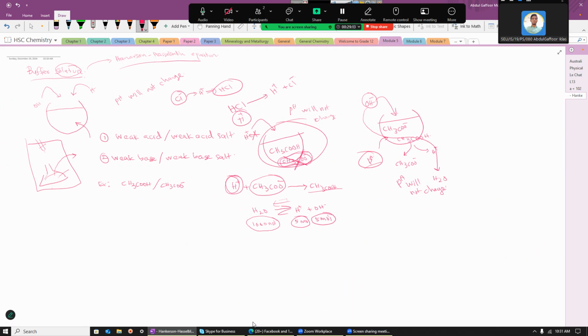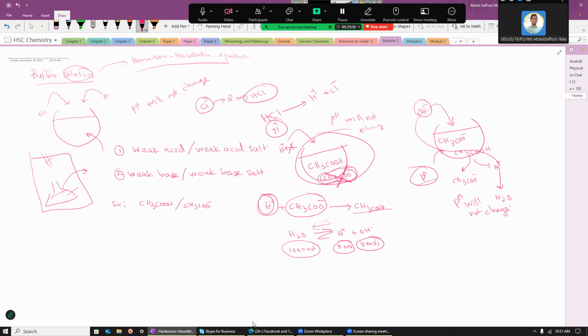Okay, now can you just give me an idea about what this buffer solution is according to what I have explained now? So a buffer solution occurs after the dissociation of something like acetic acid, and then the pH of the buffer solution does not change. When does the pH not change? In which situation? When it's a strong acid.